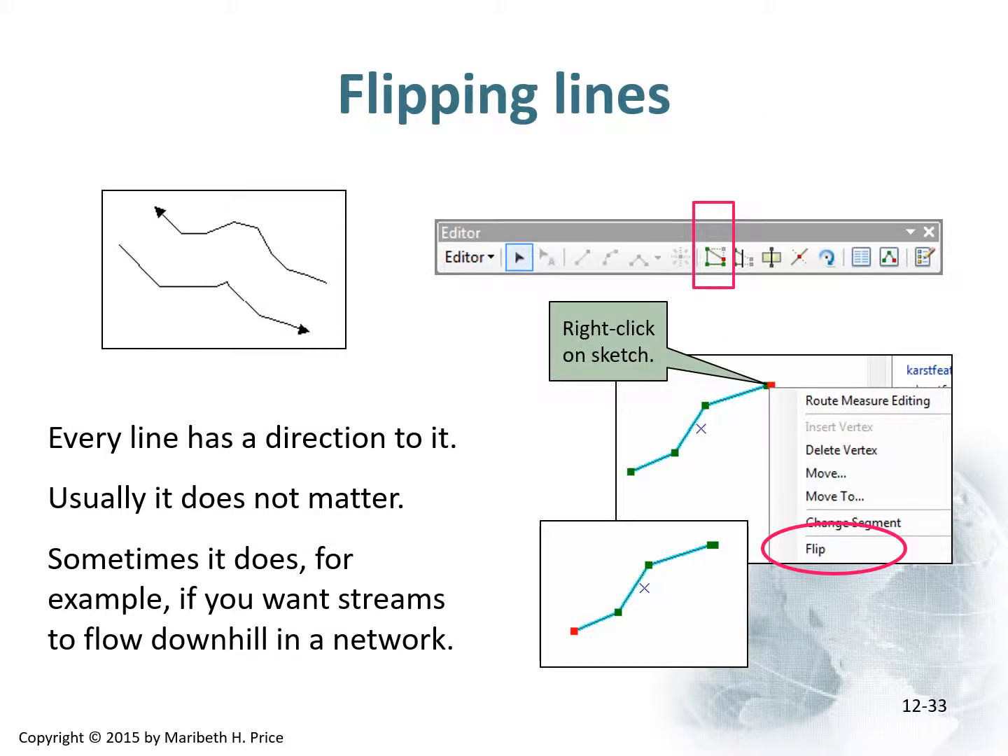You can flip lines, so every line has a direction to it. It usually doesn't matter, but for some things like roads, it can. If you have a road or a stream or something like that going one direction and you want to send it the other way, you can simply click on it and use the flip function.